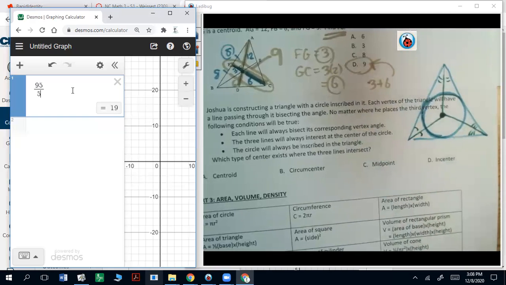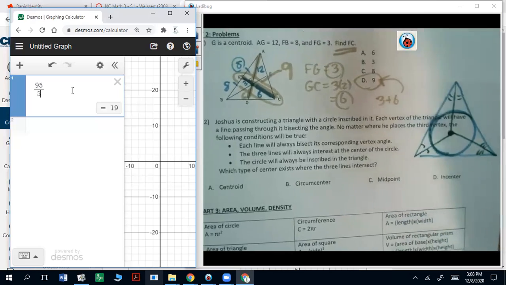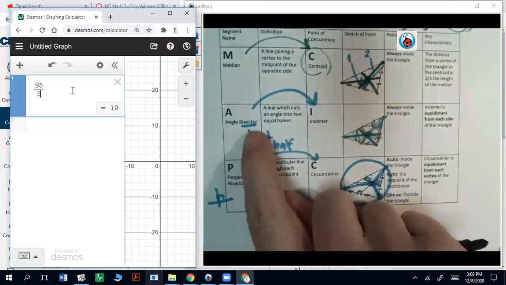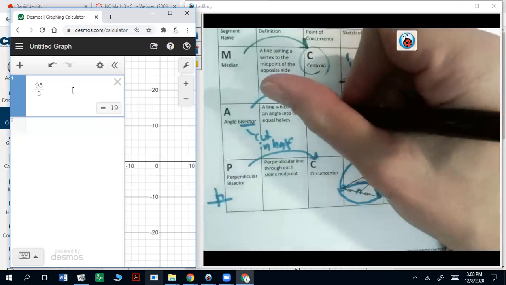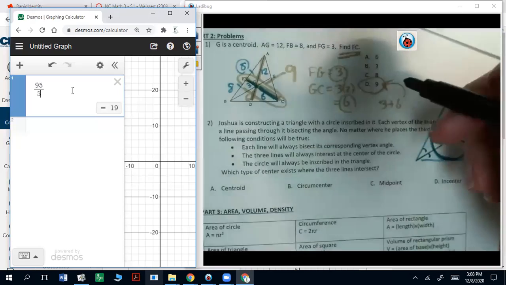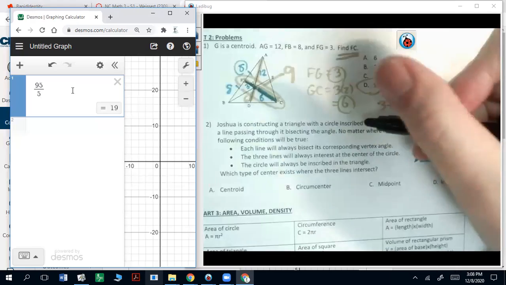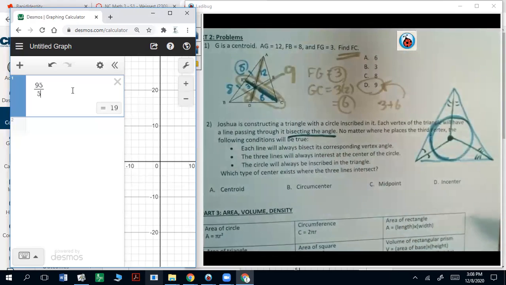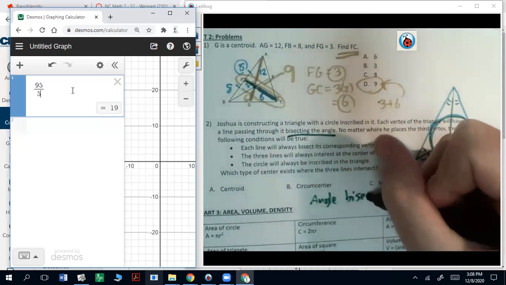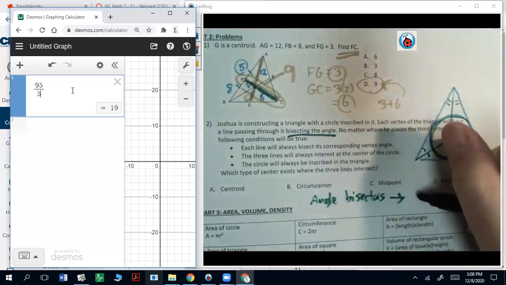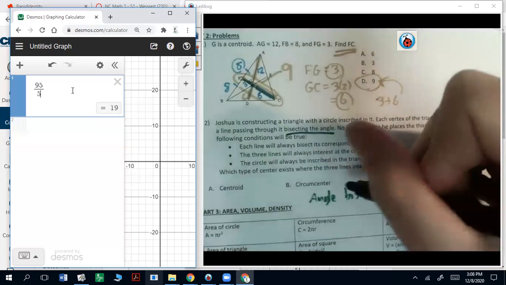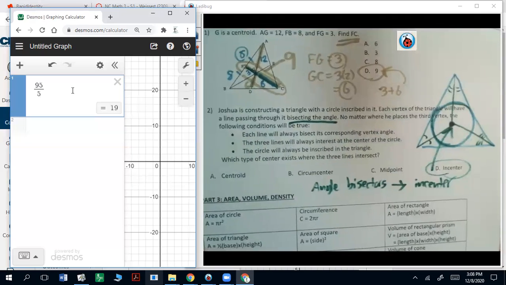What type of center exists where the 3 lines intersect? So if we look at our little table here, if these are angle bisectors, then that center of the circle is called the incenter. Knowing that these are angle bisectors right from the beginning, it tells you those are angle bisectors. So angle bisectors meet at the incenter. That point right there is called an incenter because it's the center of a circle inside that triangle.